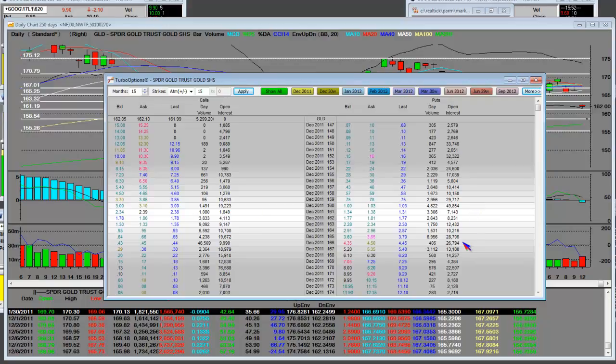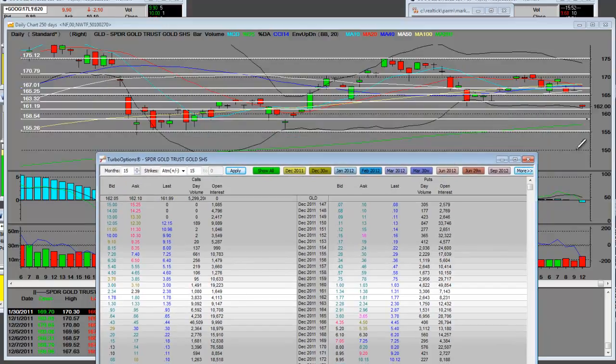So we can see some of the open interest both on the call side here and the put side relative to how the premiums work between the calls and puts on the GLD.